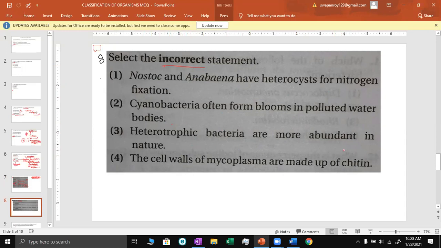Heterotrophic bacteria are more abundant in nature. Cell wall of mycoplasma are made of chitin. Which one is not true?